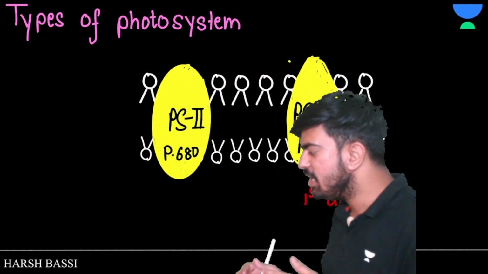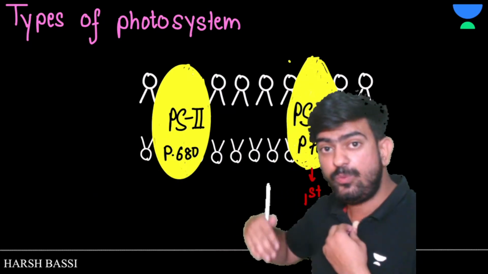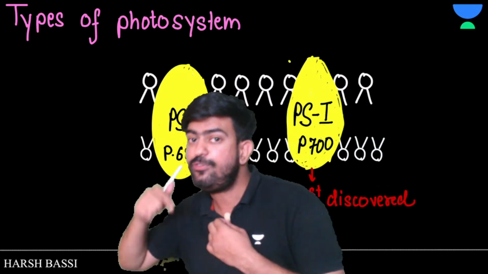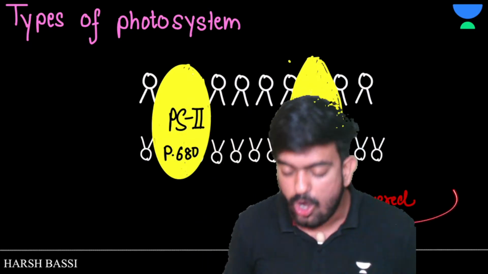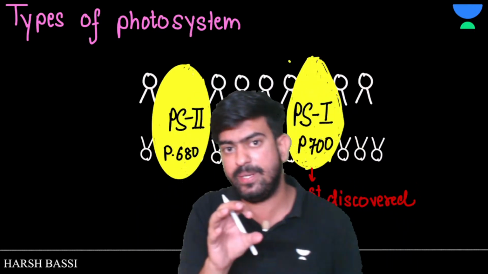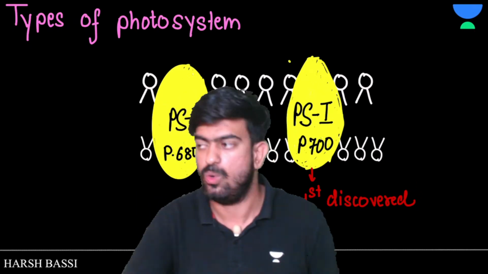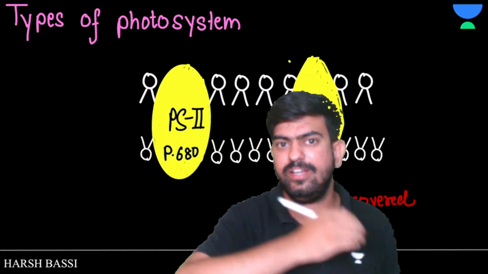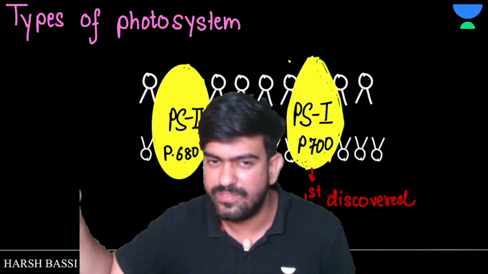Okay, what I said, photosystem 1 was discovered first. But in working, photosystem 2 works first and then photosystem 1 works. So the naming of photosystem 1 and 2 is based on their discovery, not on their working. Remember, a question can be put up in NEET asking what is the basis of naming of photosystem 1 and photosystem 2: on the basis of working or on the basis of their discovery? You are good children, studying with me, so you will mark: on the basis of their discovery.